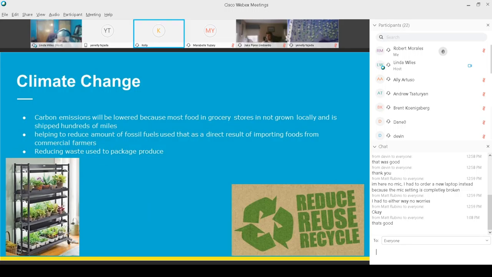Go ahead. Okay. So, climate change. Carbon emissions will be lowered because most food in grocery stores is not grown locally and has to be shipped hundreds of miles. It helps reduce the amount of fossil fuels used as a direct result of importing foods from commercial farmers, and reduces waste used to package the produce. So you're all in all saving and reducing and recycling if you choose to do indoor food gardening.